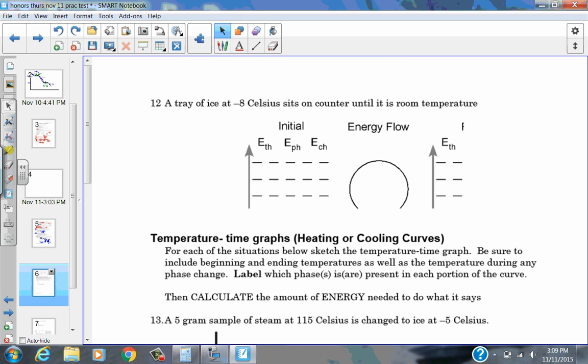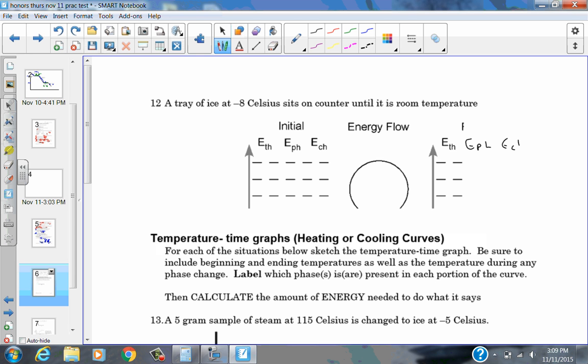A tray of ice at -8 sits on a counter until it's room temperature. Let me bring this up to EPH, ECH, even though we don't need all that. Okay, tray of ice, 1 bar, -8, pretty darn cold, 1 bar. It sits on the counter. Ice or water is my system.